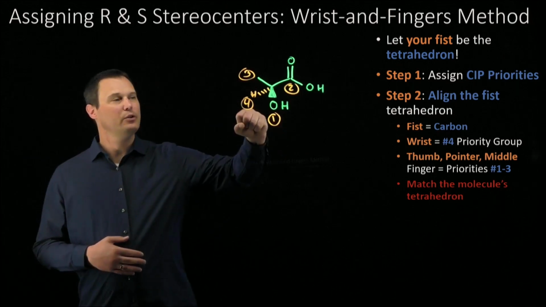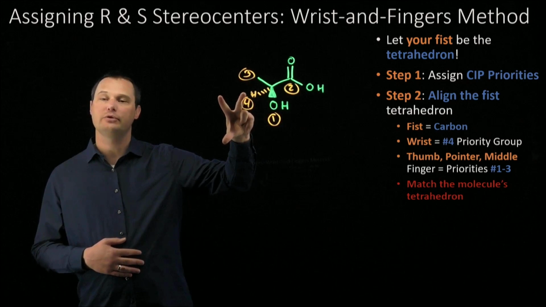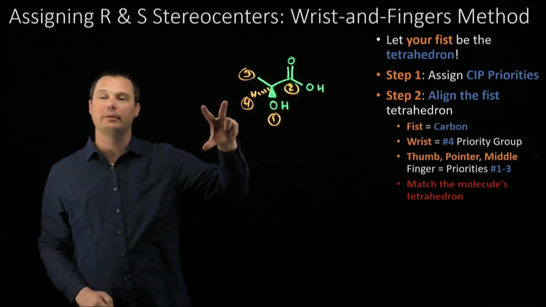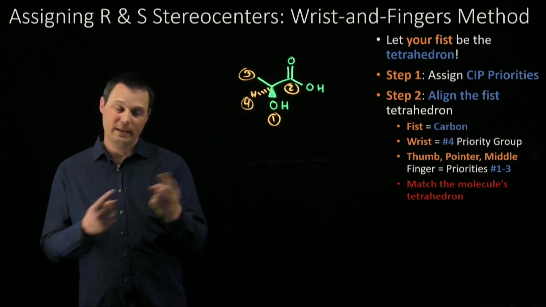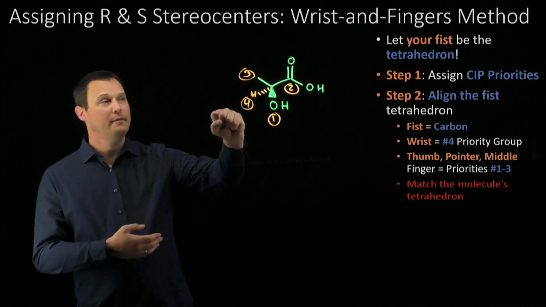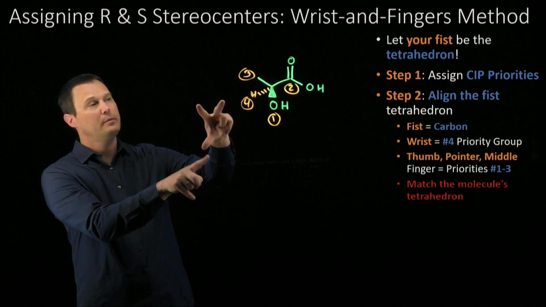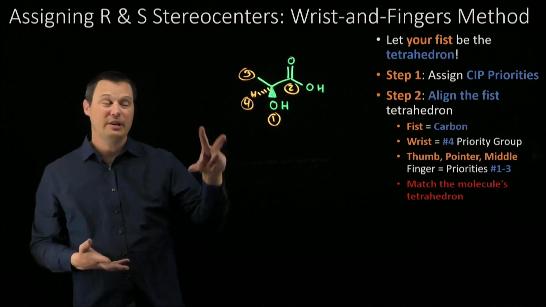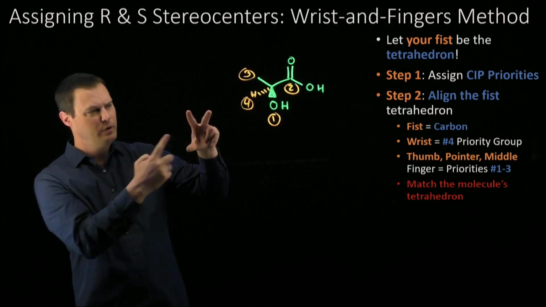Once you have your fist and your wrist oriented in the correct direction, you line up your other 3 fingers with the other parts of the tetrahedron, and you assign the priority 1, 2, and 3 labels to the thumb, pointer, and middle finger. The only caveat is it must be mapped exactly as the original tetrahedron was. We can't change the molecule and expect the correct R and S result. For this molecule, if my fist is the carbon and my wrist is going back towards 4, my thumb would be the wedge coming toward me, my pointer finger would be number 3, and my middle finger would be number 2.